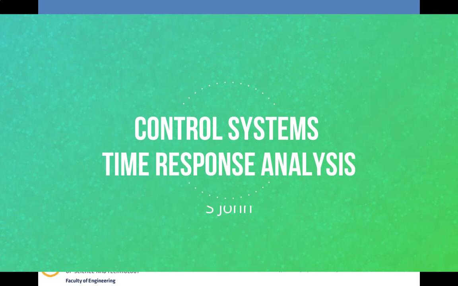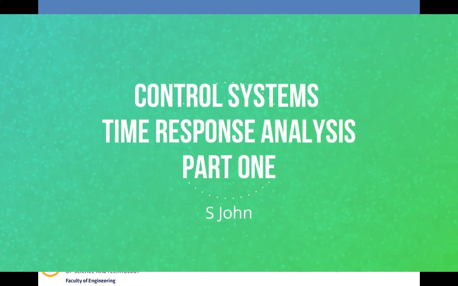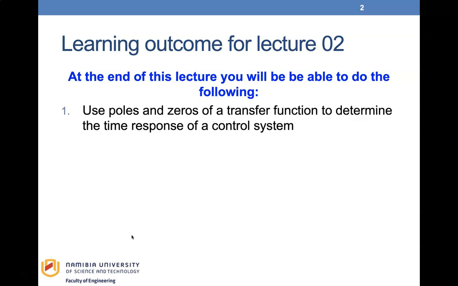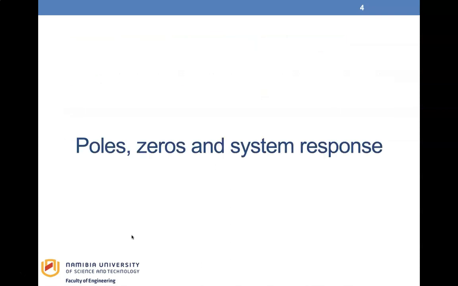We will start with a new topic called the time response analysis. This is found in chapter 4 of your textbook. At the end of this lecture, you will be able to use poles and zeros of a transfer function to determine the time response of a control system and then describe the transient response of first order systems. In the next class, we'll look at second order systems.